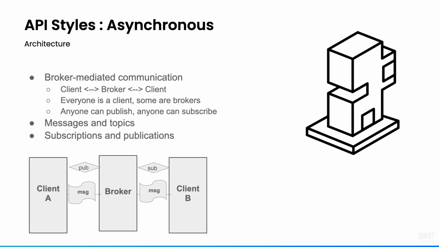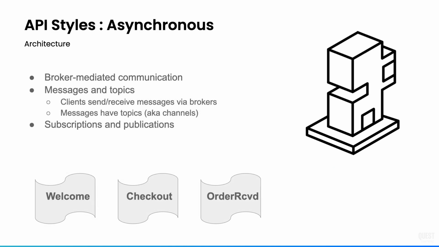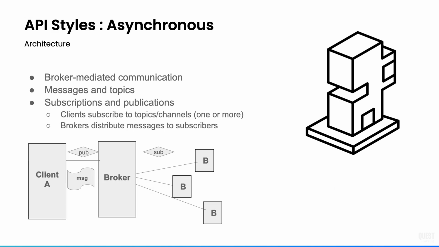So there are messages and topics as well that allow publishers and subscribers to move back and forth. And those same publishers and subscribers can go back to the same broker and send other data as well. So it's all about the messages. Clients send and receive these messages via the broker. There's the welcome message, the checkout message, the order received message, the approved message. There are all sorts of different kinds of messages. And the messages collect up into channels, or sometimes they're called topics. So all the welcome messages or all the checkout messages from all the different people. So that affects what kind of information you publish and what kind of information you can receive.